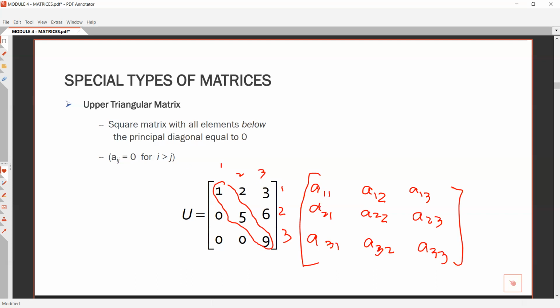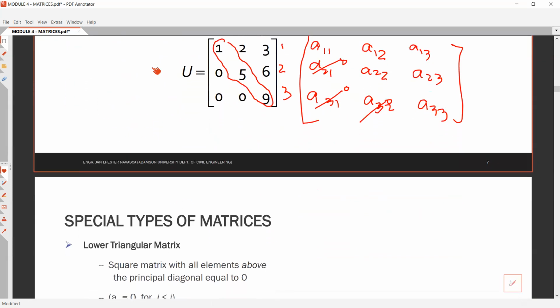j. So saan ba dito yung i greater than j? This one. Ito yung i. This is Aij. Okay. So ang mga greater than 0 dyan, i is greater than j dyan is this one. Okay. i is greater than j, this one. i is greater than j, this one. Okay. So, ito yung initial notation for the upper triangular matrix.